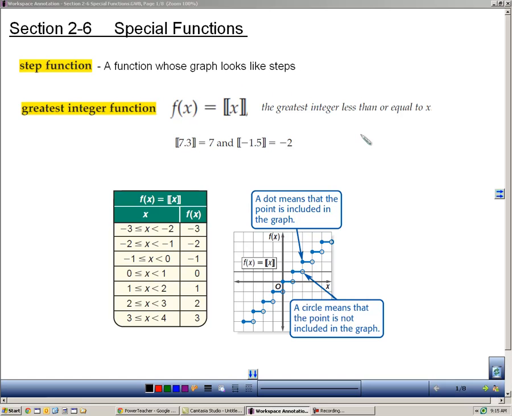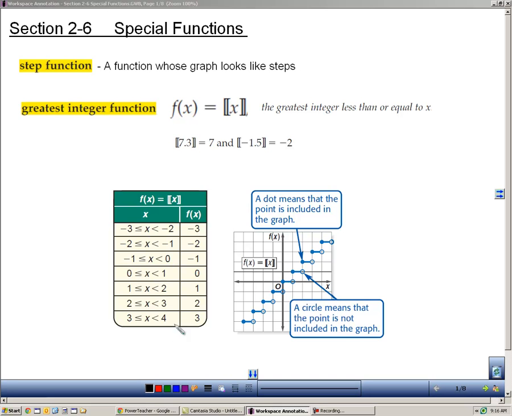It's a function that looks like a step or a stairs, and one of the functions that creates a stepwise function is the greatest integer function. And you use these double brackets, and it means find the greatest integer that's less than or equal to x. So the greatest integer of 7.3 is 7, because it's the biggest integer that's smaller than 7.3. And so negative 1.5, the greatest integer function, is negative 2.